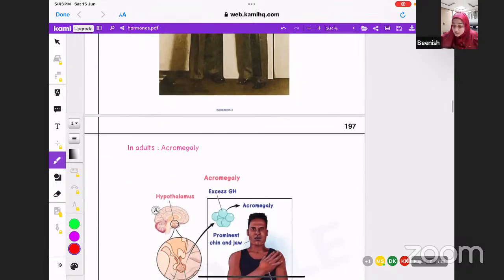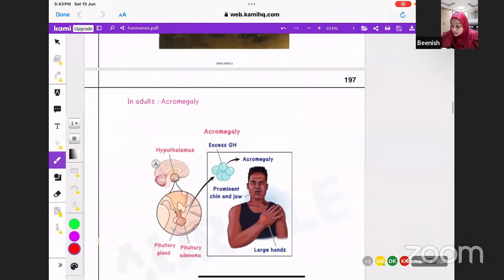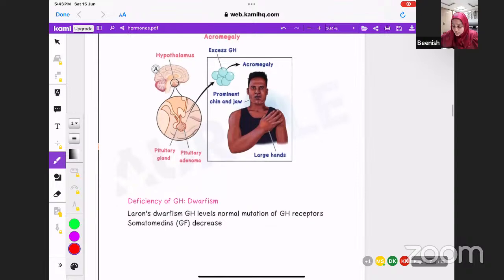And in adults, it is going to cause acromegaly. So excess of growth hormone in adults leads to acromegaly. In acromegaly, you have large hands, prominent chin and jaw. These are the manifestations of acromegaly. And deficiency of growth hormone is going to cause dwarfism.